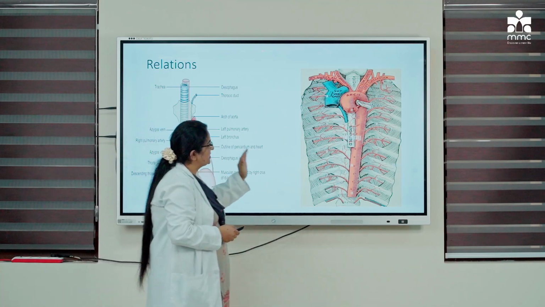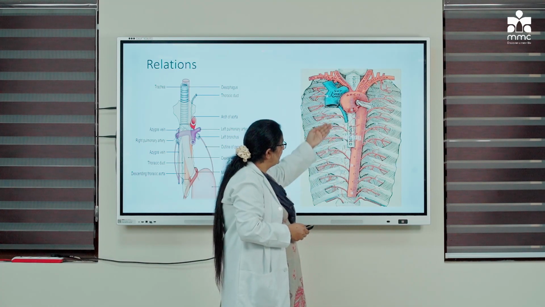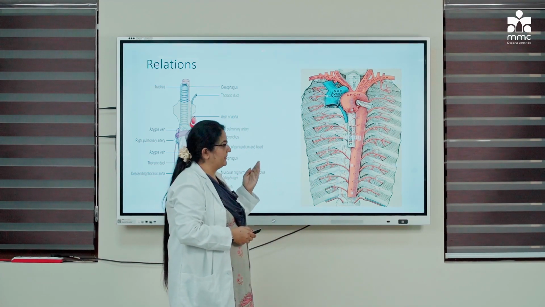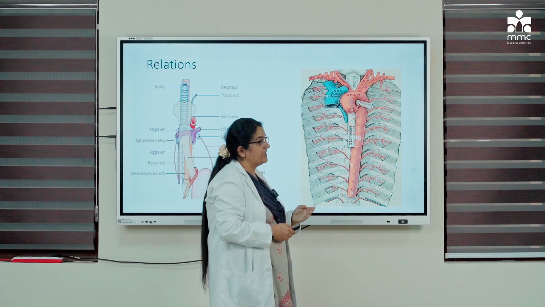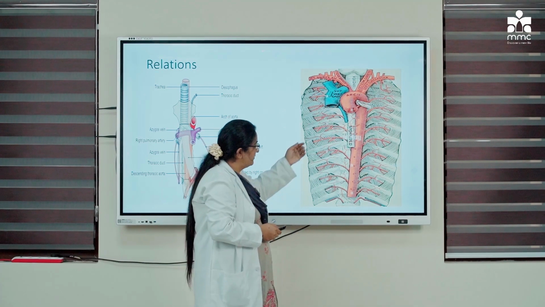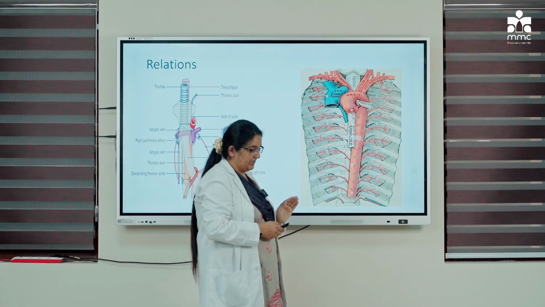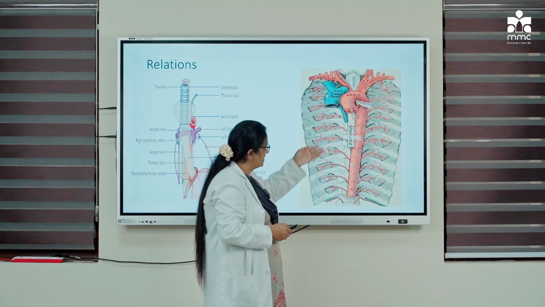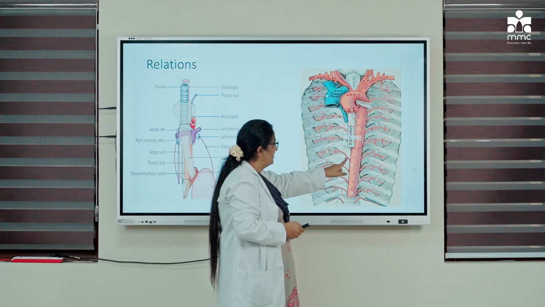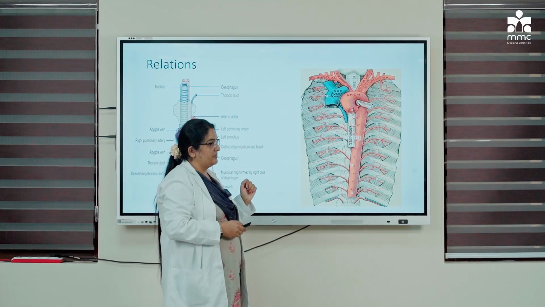Then if we want to see posteriorly, what can we see? We can see here is the esophagus, and it lies on the vertebrae, that means the vertebral column. It lies in front of the vertebral column, and as we know, this vertebral column is covered by the prevertebral fascia. So our posterior relations are the vertebral column, then the prevertebral fascia. Apart from that, from the descending thoracic aorta, the right intercostal arteries arise, which cross the vertebrae. So these also come as posterior relations of the esophagus.